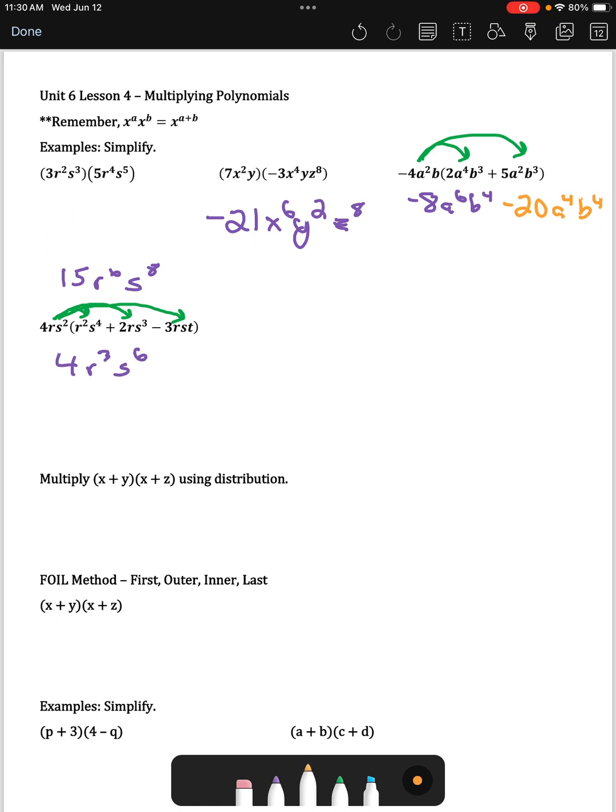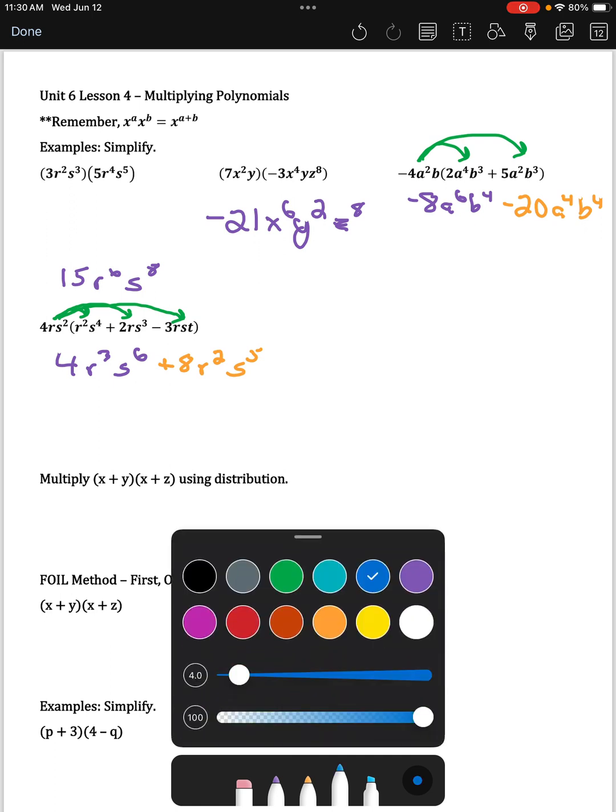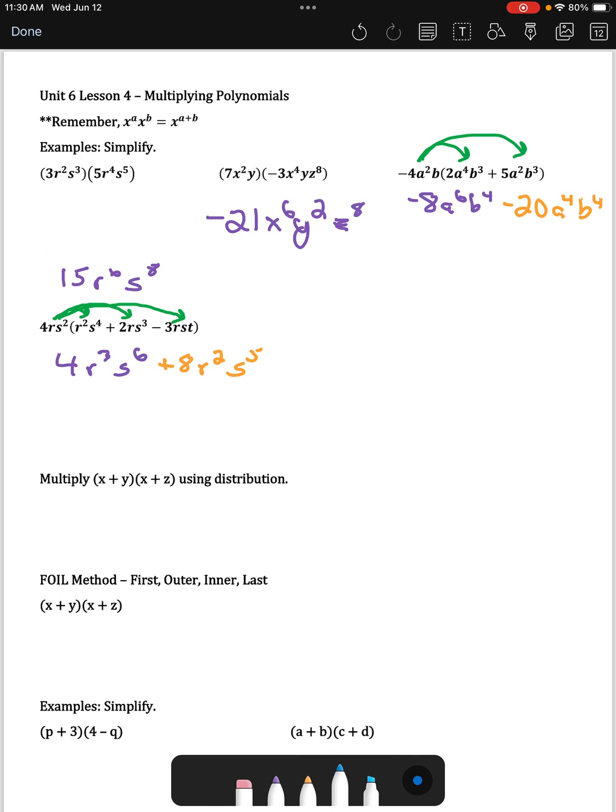For our middle term, 4 times 2 is 8. R times r is r to the second, that's 1 plus 1. And we're going to have s to the fifth, because 2 plus 3 makes 5. For our final term, 4 times negative 3 is negative 12. R times r is still r to the second. S to the second times s is s to the third. And this last term has a t that we have to bring along, but doesn't have anything else to multiply with.